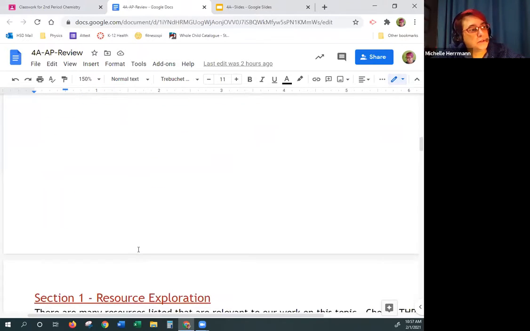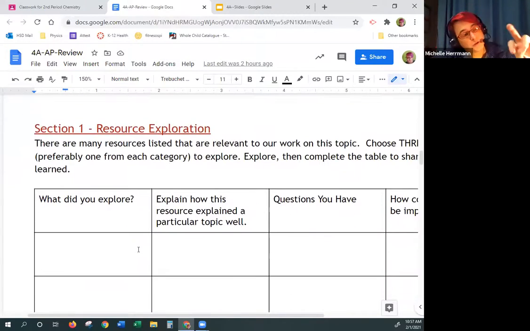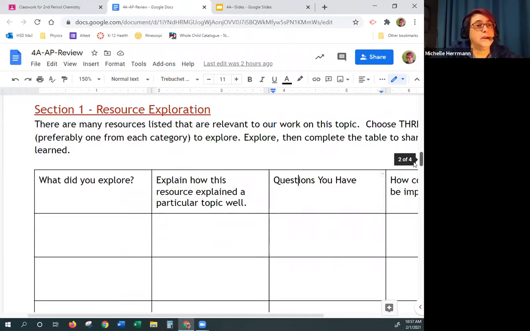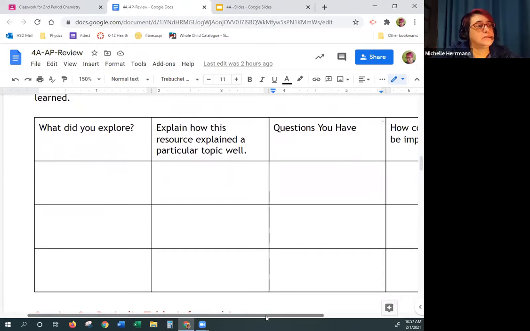Okay, so here's what we're going to do today. We're going to do 2 things, but this is the first thing, which is section 1, resource exploration. I'm going to ask you to look at 3 things, any 3 things. For today, we're just going to do one thing. We're going to do another one tomorrow. And then by Friday, we'll have 3 things.